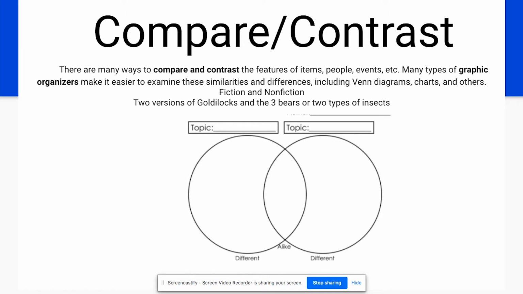Compare and contrast. Remember, you can use this for fiction and nonfiction. You can compare books like mystery stories. You can compare insects and science for nonfiction. So it can be used for many things. You can even have 3 circles and compare 3 or more things.